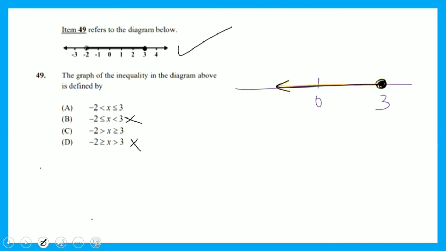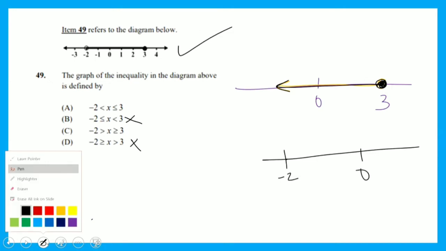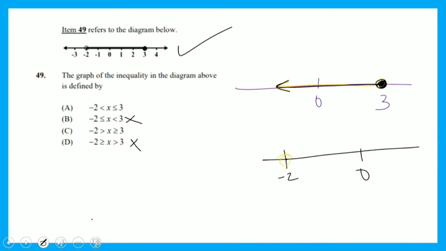Next, the value that marks the other end would be the -2. And let's say that's -2 right there. We're looking at values that are not equal to, but greater than -2, right? It's going to the right, so it means any values that are bigger than -2.